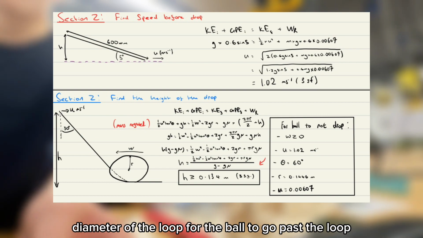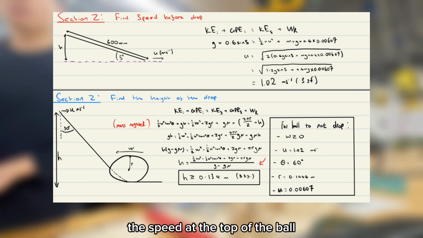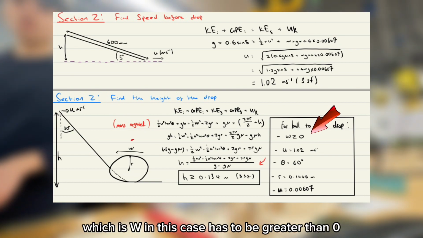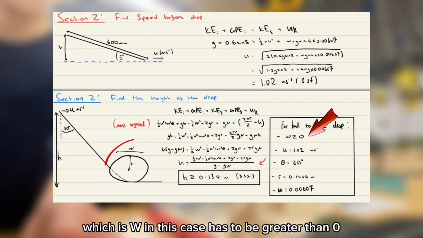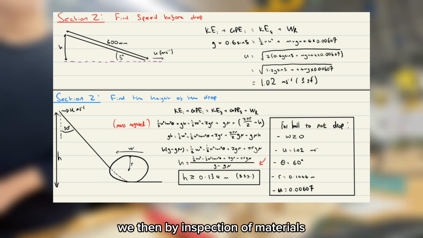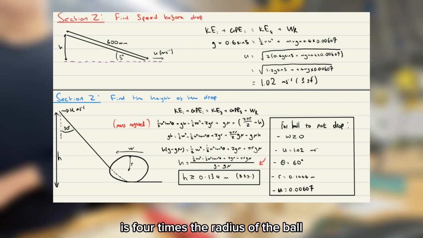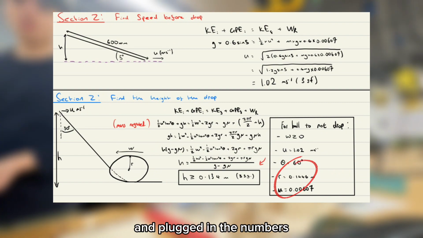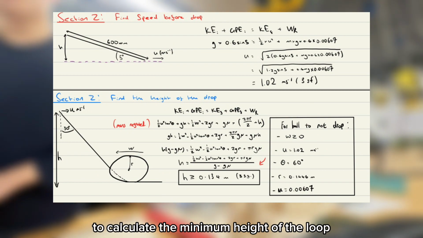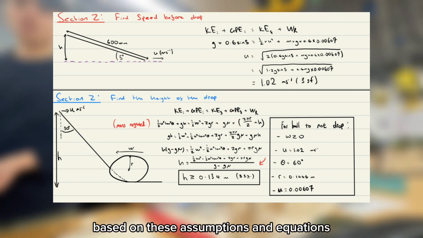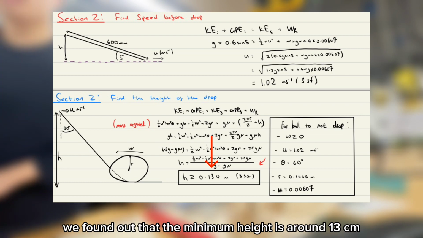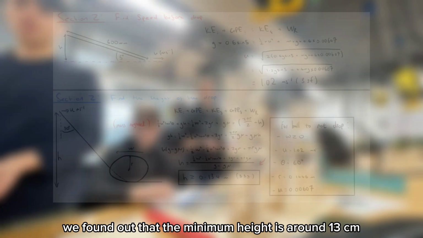For the ball to go past the loop, the speed at the top of the ball, which is W in this case, has to be greater than 0. We then, by inspection of materials, assume that the radius of the loop is 4 times the radius of the ball and plugged in the numbers to calculate the minimum height of the loop. Based on these assumptions and equations, we found out that the minimum height is around 13 centimeters.